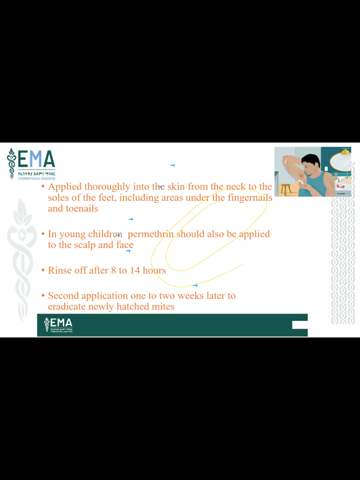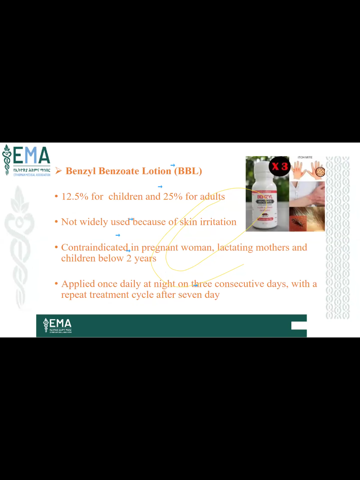Normally, this permethrin is active against the mite and also the egg, but in order to eradicate the newly hatched mites, it's better to apply a second dose after a week. And the other first-line or second-line option for scabies is benzyl benzoate solution. Normally, this benzyl benzoate solution is usually used in low- and middle-income countries due to the low cost and availability. And it's available in different strengths. We commonly use the 12.5% preparation for children and 25% for adults.